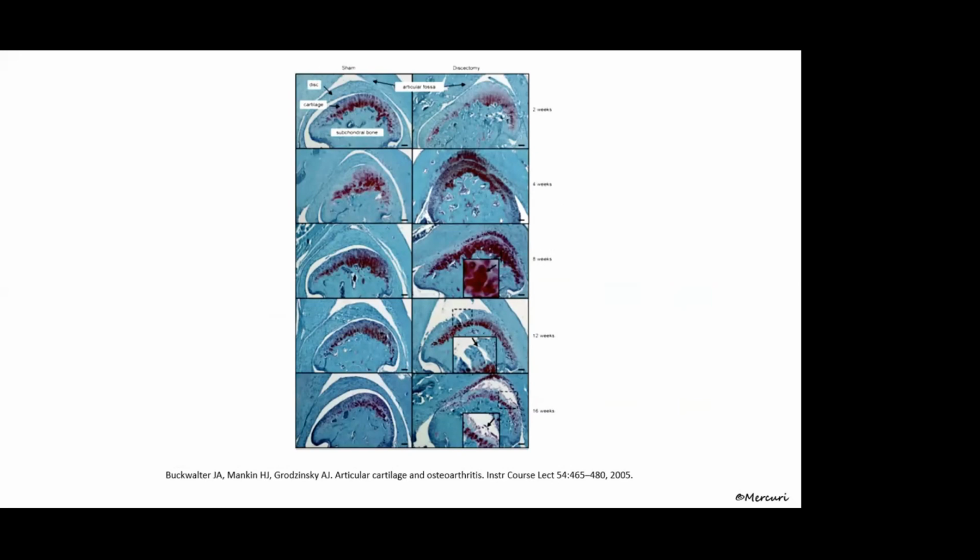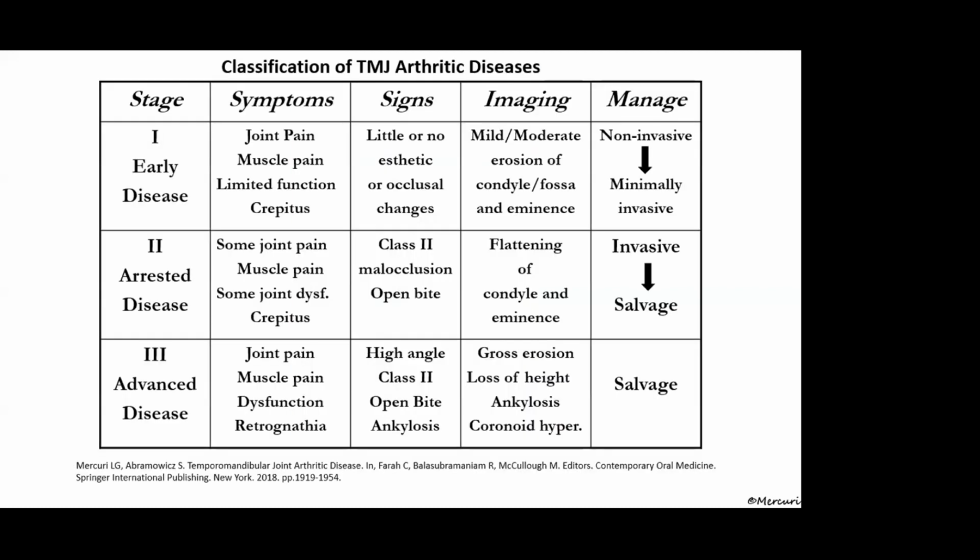The only grading system that we have is the Mankin system, and it has only been used in animal research. So Shelley and I decided in our chapter that we would develop a grading system or a classification system for TMJ arthritis that would not only stage the disease, but provide us with the symptoms, the signs, what the imaging looks like, and then the management. And so we're going to use this classification system for the rest of my presentation.